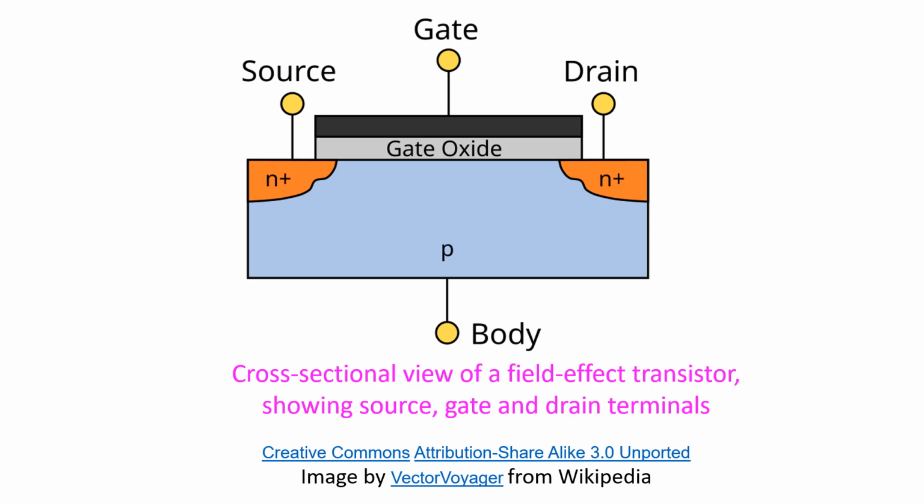Though Julius Edgar Lilienfeld proposed the concept of a field effect transistor in 1925, a working prototype could not be made then and had to wait for further development of semiconductor technology.